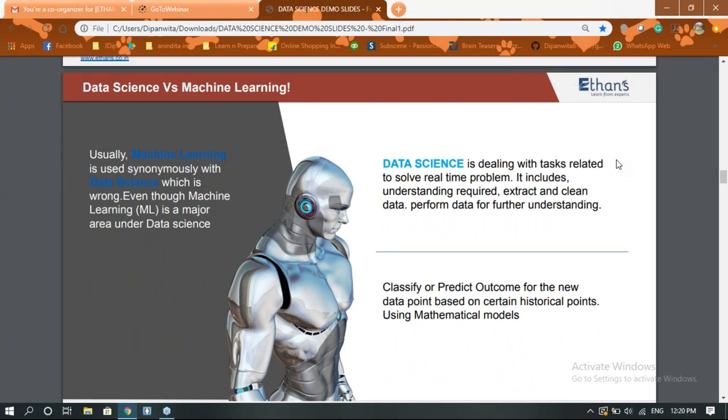Now the bigger question that comes to all of your minds: what is data science then? What is machine learning? What is AI? What are these terms? What do they mean? Is data science under AI? Is AI under data science? Is machine learning the same as data science? We'll clear that out.